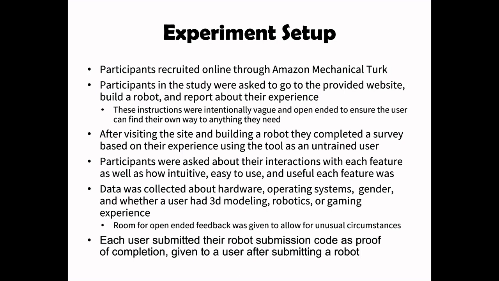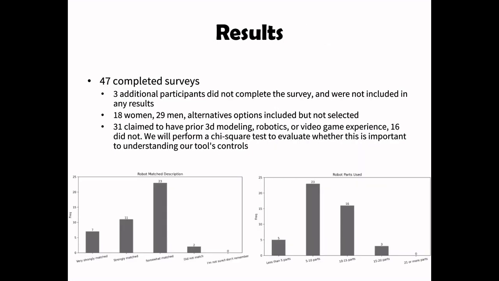Data was collected about computer hardware, operating systems, preferred gender, and whether a user had 3D modeling, robotics, or gaming experience prior. Room for open-ended feedback was also given to allow for unusual circumstances that would lead to you not completing a robot or some other situation. When they submit a robot, they're given a code which they submit back to us through the survey to line everything up.